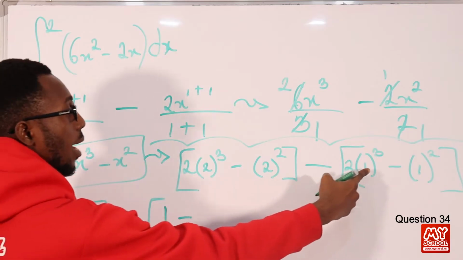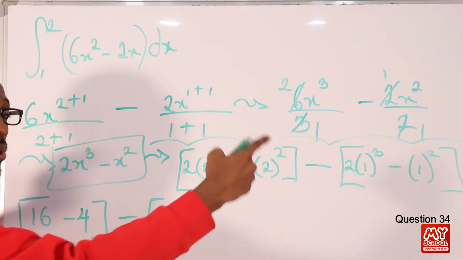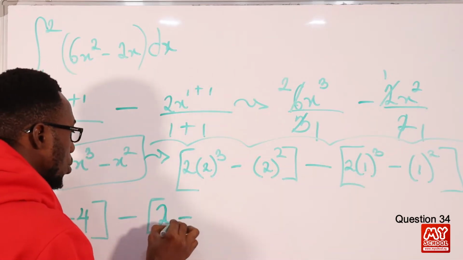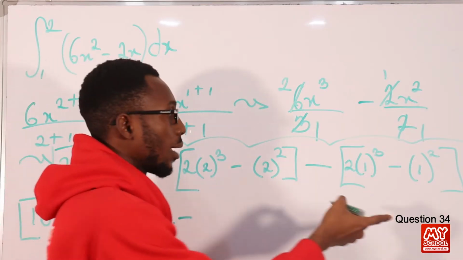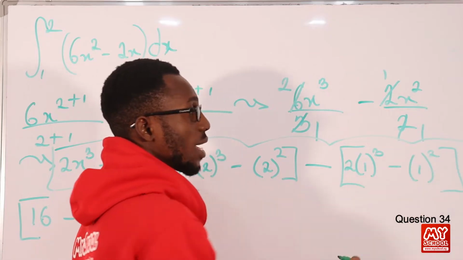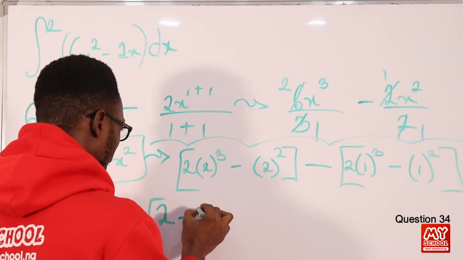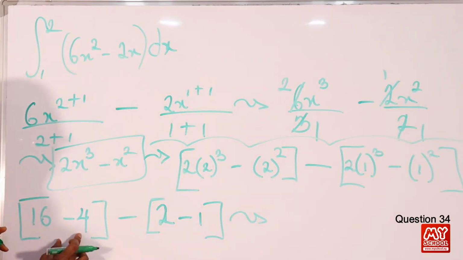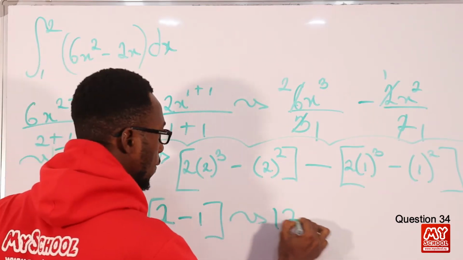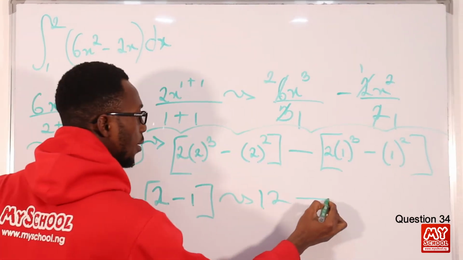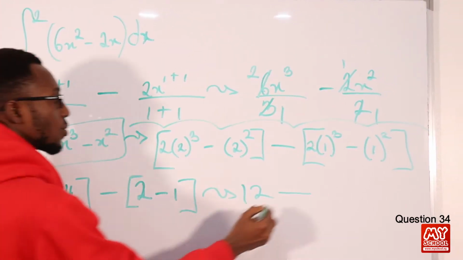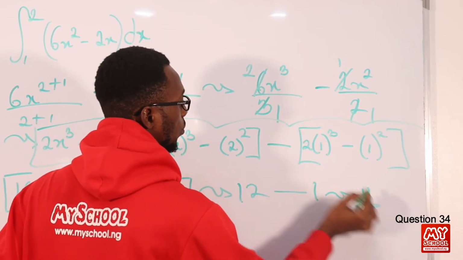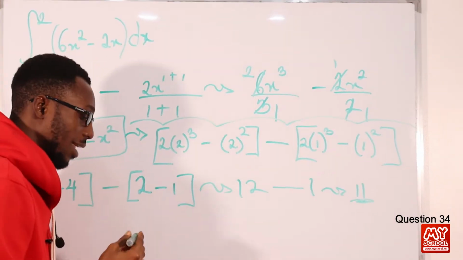Sorry, then I have 1 raised to power 3, that is 1 times 1 times 1, that is still 1, times the 2 I have here, that should be 2, not 1. So let's go back to this. Alright, so we have 1 raised to power 2, that is 1 times 1, that is actually 1. Very well. So from the bracket here, 16 minus 4, that is 12, and I have this minus here. 2 minus 1, that is 1. So 12 minus 1, that is 11. So when we integrate that, we should have 11 as our final value.